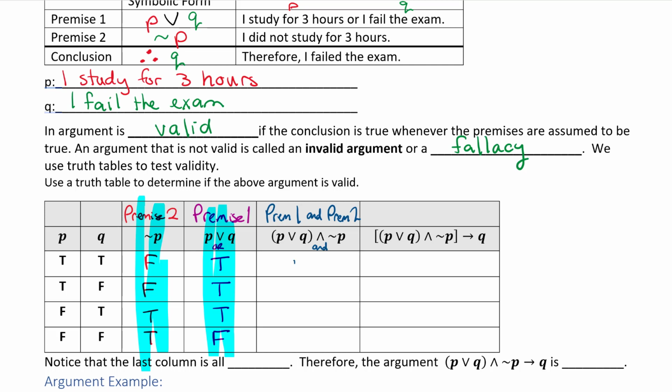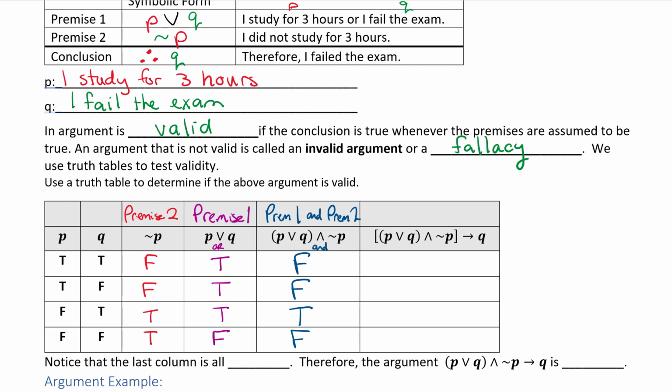False, true, nope, that's false. False, true, nope, that's false. True, true, yes. When both of them are true, then we have a true. True, false, nope, that's false. So now I can erase my little highlights here. Premise 1 and premise 2, now we have the truth tables for both of those.